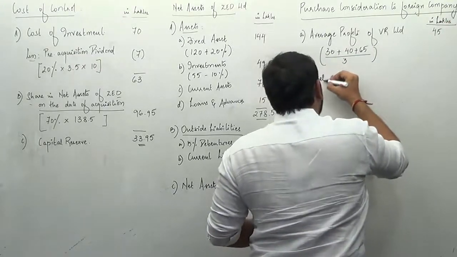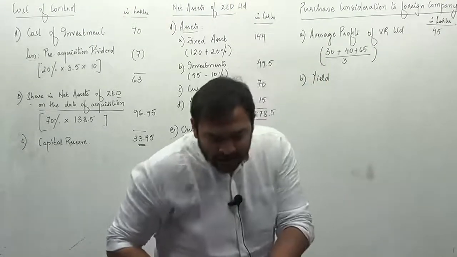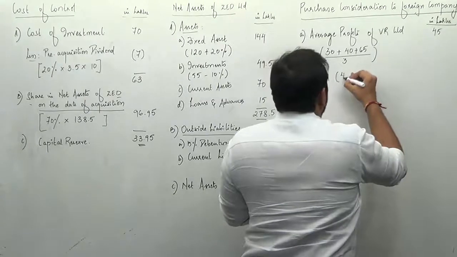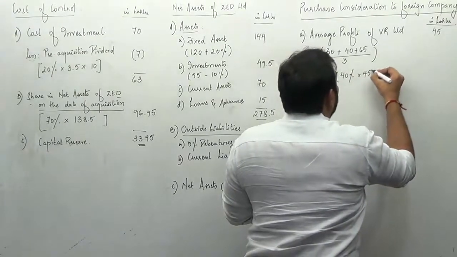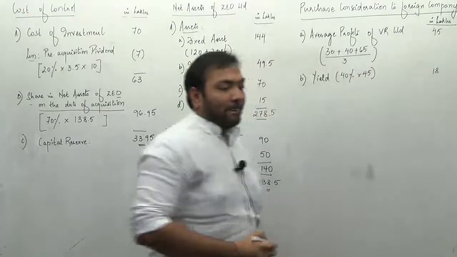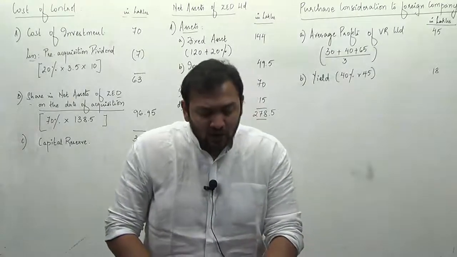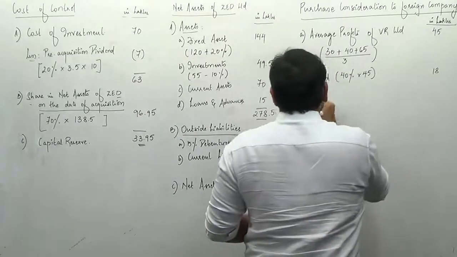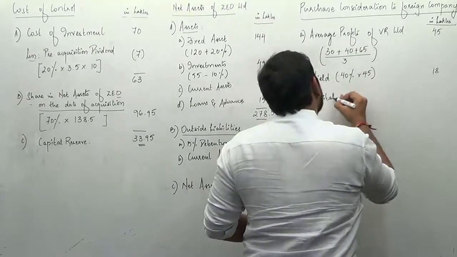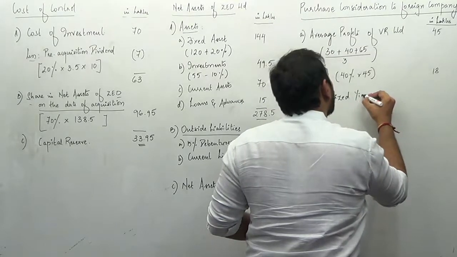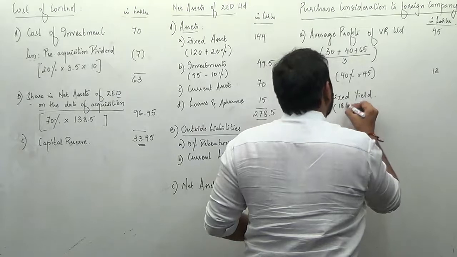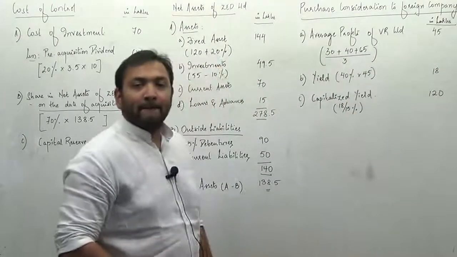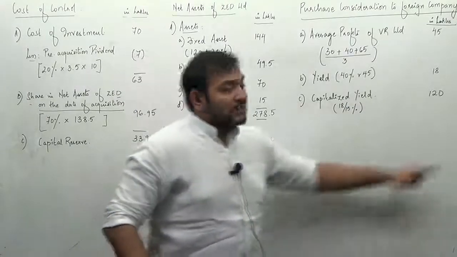But this is not the yield. To capitalize the yield, first of all, you need to calculate the yield. What is he saying? Yield would mean 40% of average pre-tax profits. 40% of average pre-tax profits of 45 is 18. This is the yield. And now he is saying that to find out the price, it should be calculated by capitalizing the yield at 15%. So my capitalized yield is 18 divided by 15%, which is 120. This is the capitalized yield of the company.